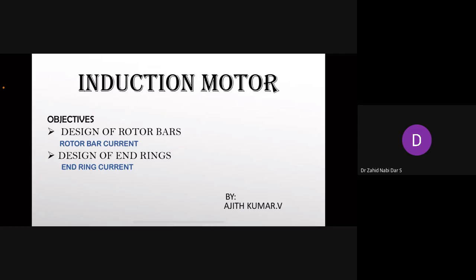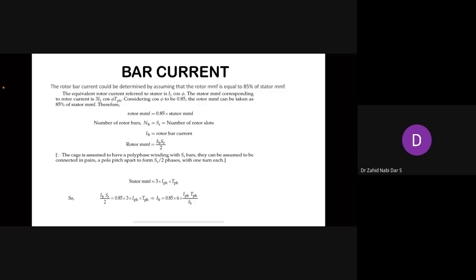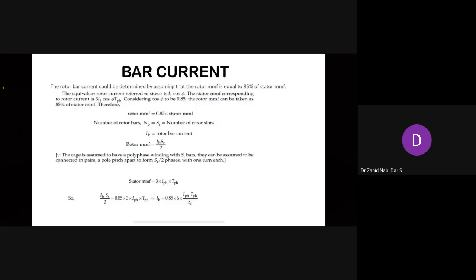So, good morning. Today I'm going to discuss the rotor bar current and end ring current. Half of my portion was discussed by Bhavana, so I'm going to brush it up today. To find the bar current, the bar current is determined by comparing the rotor current and by comparing the MMF developed in the rotor and stator. So the rotor MMF is equal to 85% of the stator MMF.